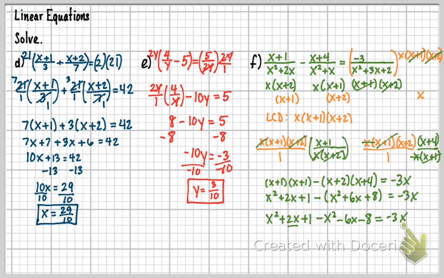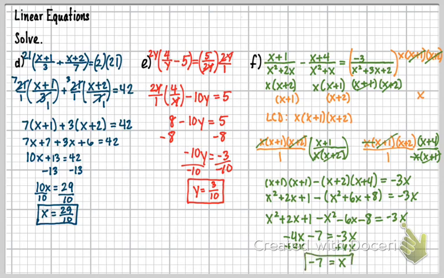And then I'm going to do the x's next. So that's a positive 2x, and that's a negative 6x. So that's going to be a negative 4x. And then I'm going to do my numbers lastly here. And that's going to be a positive 1 and a negative 8. So that's going to be a negative 7. And that's going to equal negative 3x. So then I'm going to move the 4x to the other side. So I'm going to add 4x. So I'm going to end up with positive x equals negative 7.